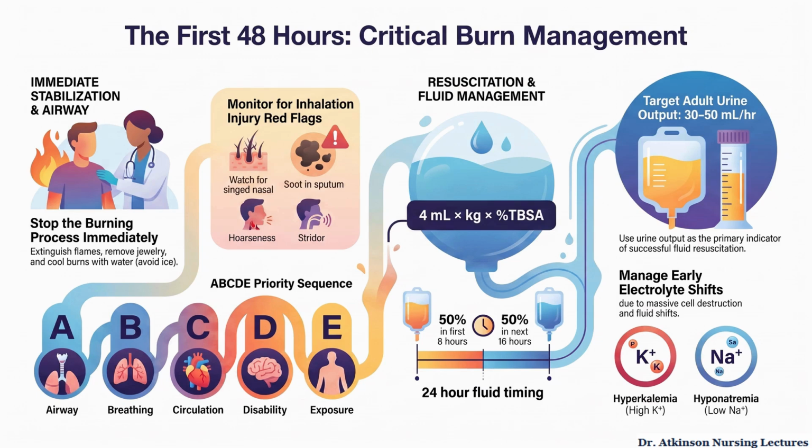In summary, stop the burning process immediately, run your ABCDE sequence, and watch for inhalation injury signs like soot or stridor. Resuscitate with the Parkland Formula, half in 8 hours, half in the next 16, using urine output as your key indicator, and manage the early swing toward hyperkalemia and hyponatremia.